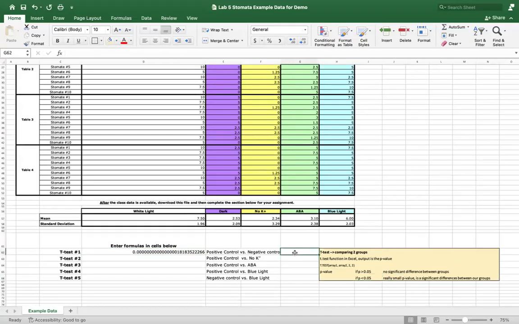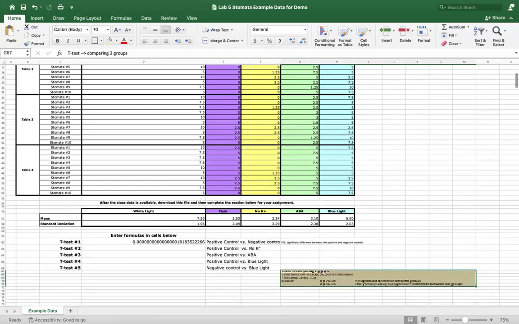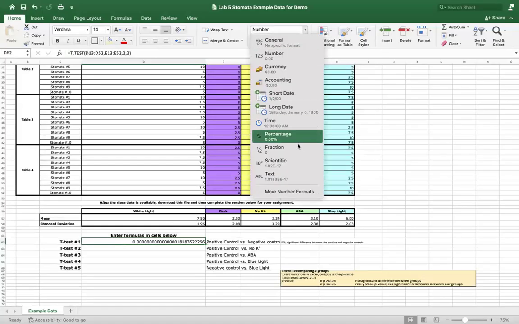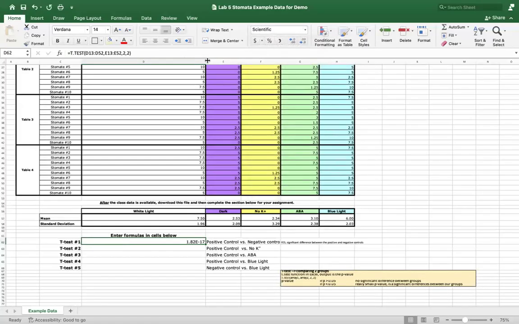And so we can say, yes, there's a significant difference between the positive and negative controls, right? I can move this over so we can see what I just typed in there. Significant difference because this is such a small number. I'm going to go back to the scientific notation. It's a little bit easier with all those zeros.